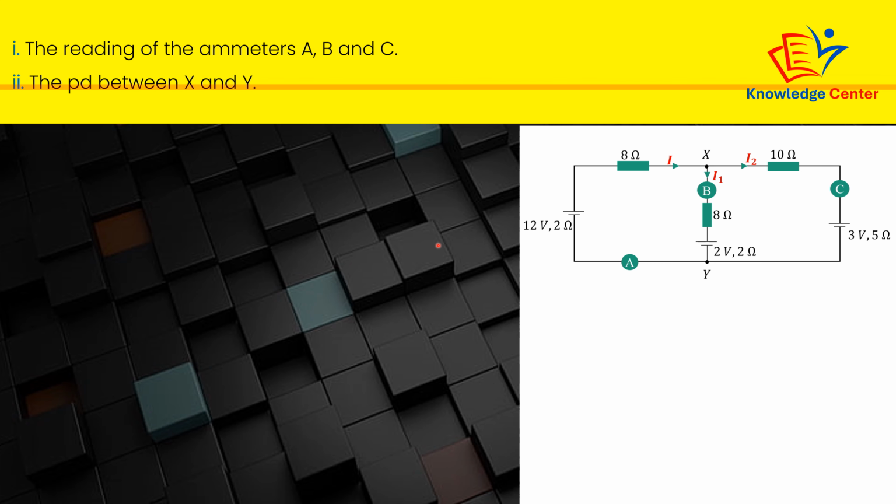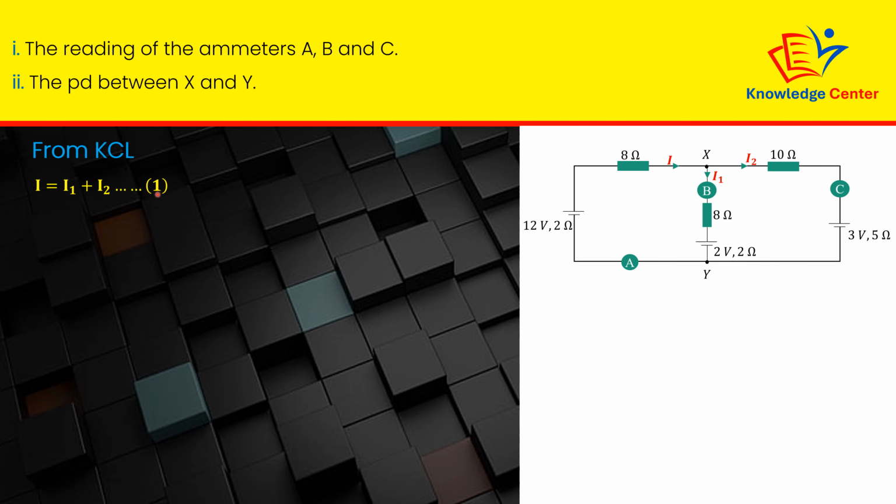Let's go ahead and solve the problem. So we'll start with Kirchhoff's current law, and how do we apply it? Well, of course, this is our I split into I1 and I2, so I is equal to I1 plus I2. Now let's apply Kirchhoff's voltage law on loop 1. Now, hey, this is very important.